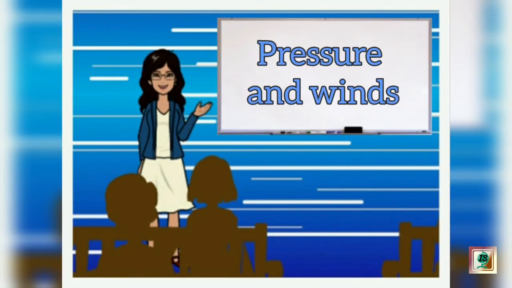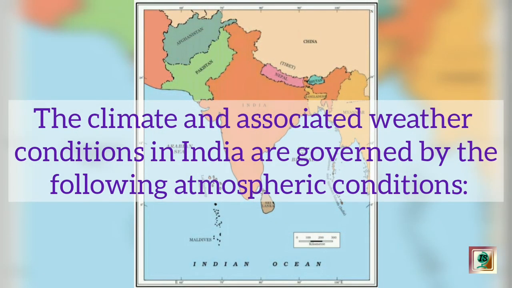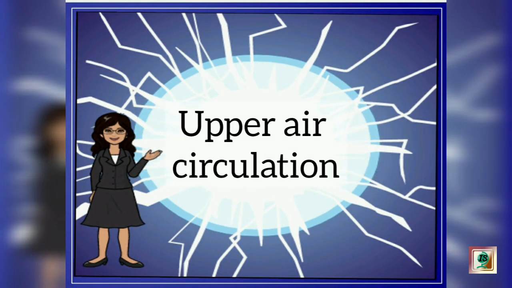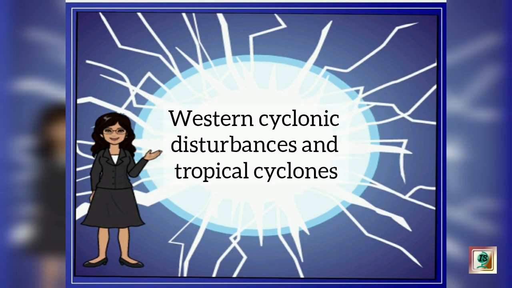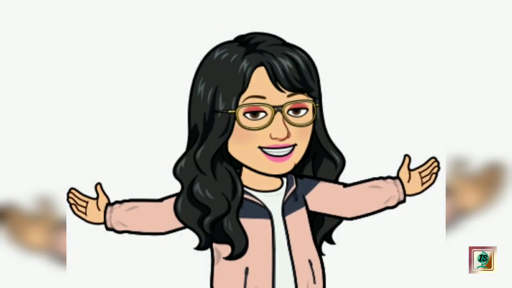Now come to the last one, that is pressure and winds. The climate and associated weather conditions in India are governed by the following atmospheric conditions. First one is pressure and surface winds. Second one is upper air circulation. And the third one is western cyclonic disturbances and tropical cyclones. That's all you have to study under the factors affecting India's climate. In the next video, we will study about pressure and wind system in detail.